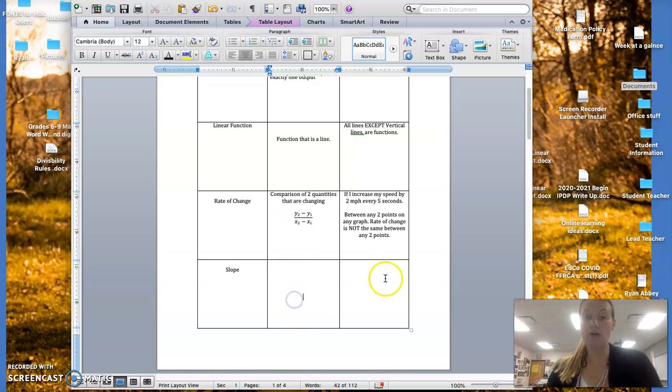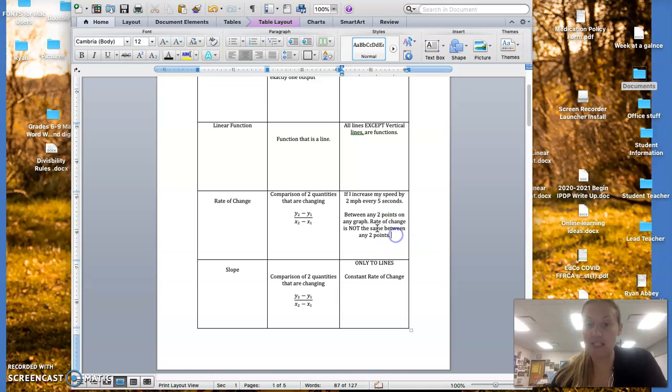Now, slope is exactly the same definition as a rate of change. The difference between slope and rate of change is that slope applies only to lines. Okay? The rate of change is constant. It's a constant rate of change.